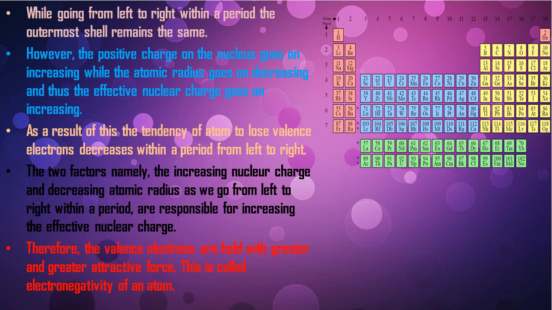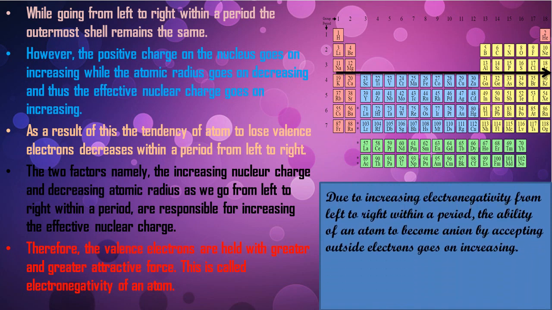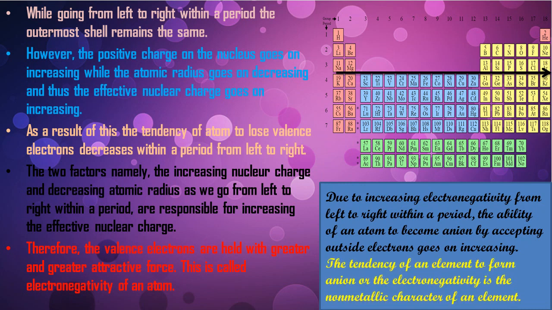That means here the atoms will accept electrons, they will not lose electrons. Due to increasing electronegativity from left to right within a period, the ability of an atom to become an anion by accepting outside electrons goes on increasing. Why? Because electronegativity is increasing here, and the tendency of an element to form an anion, or the electronegativity, is the non-metallic character of an element. So student, these are all the periodic trends in the periodic table from metallic to non-metallic character.